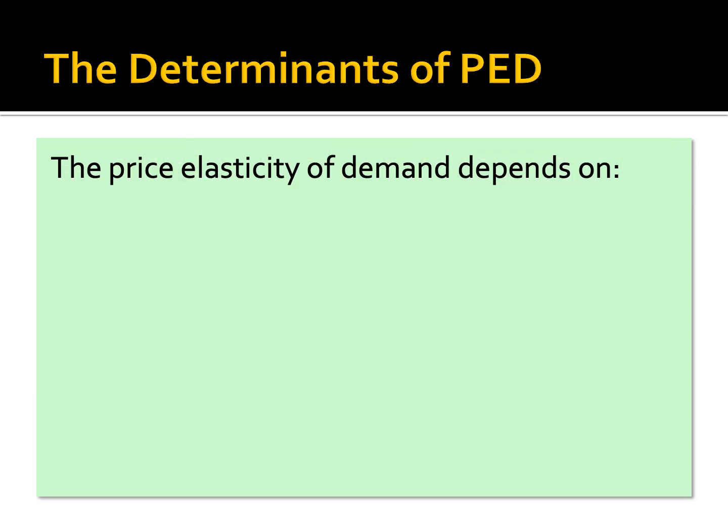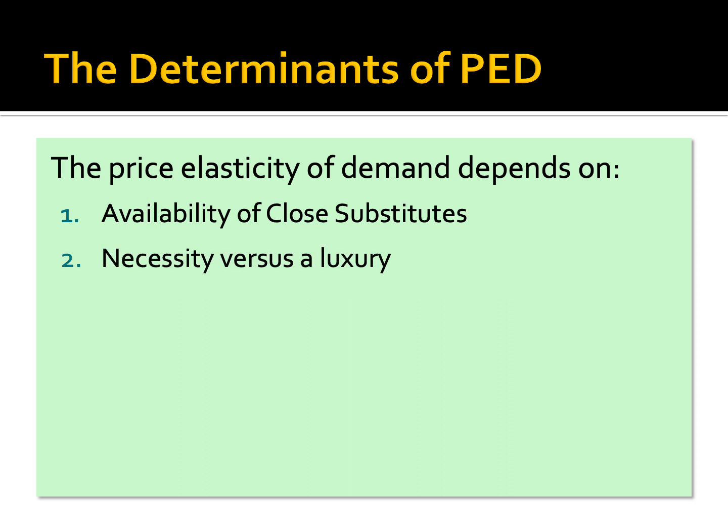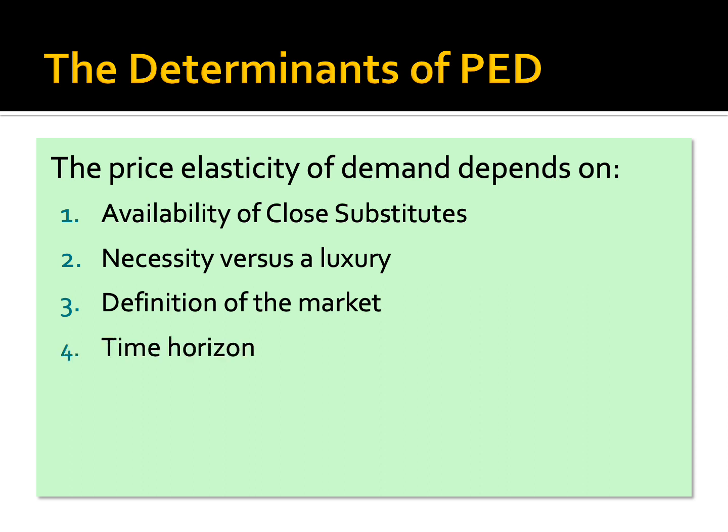What determines the price elasticity of demand? The first determinant is the availability of close substitutes. The second is whether the good is a necessity or a luxury. Third is the definition of the market. How is the market defined? And this is almost in terms of scope of the market. Fourth is the time horizon. Is this a short run or long run? And finally, the share of the budget spent on the good.